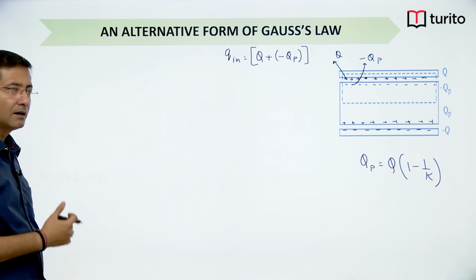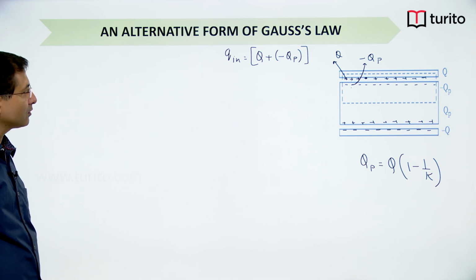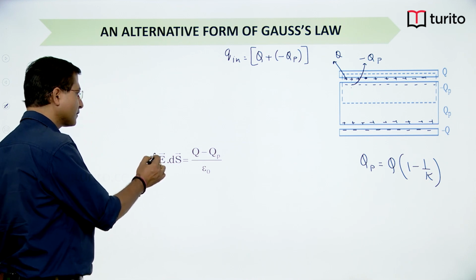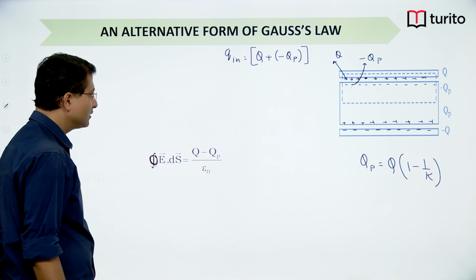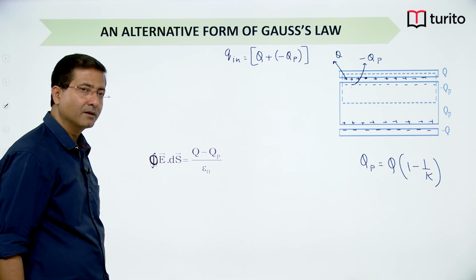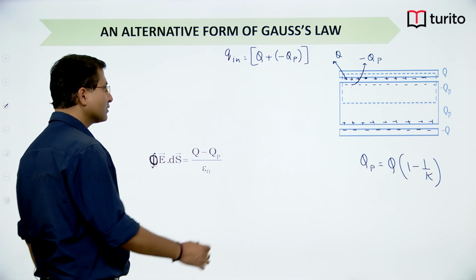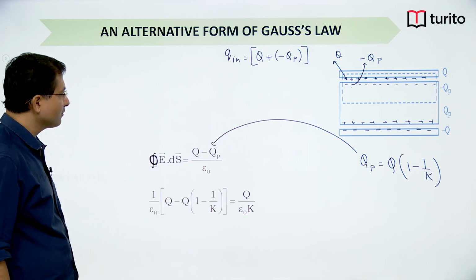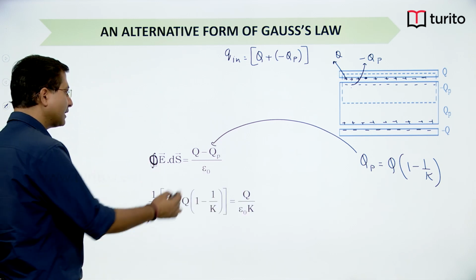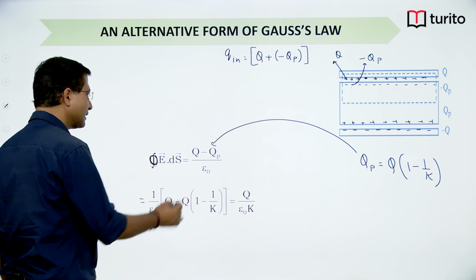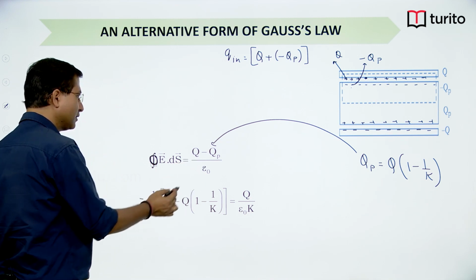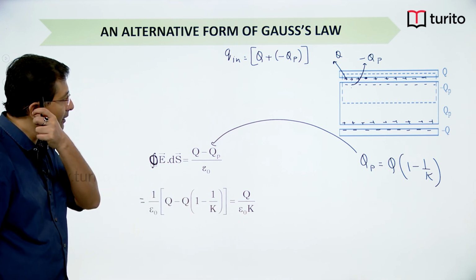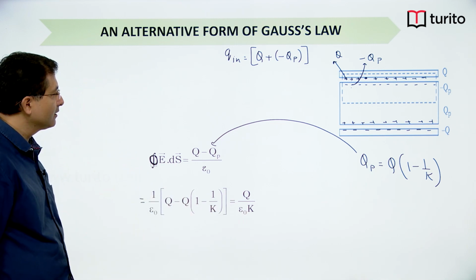Right, and I want to apply Gauss law. What is Gauss law? The closed integral of E dot ds is equal to (Q minus Qp) divided by epsilon naught. So, I will substitute the value of Qp here. When I substitute the value of Qp and simplify, this side becomes 1 upon epsilon naught times (Q minus Qp), which is Q divided by epsilon naught K, right.